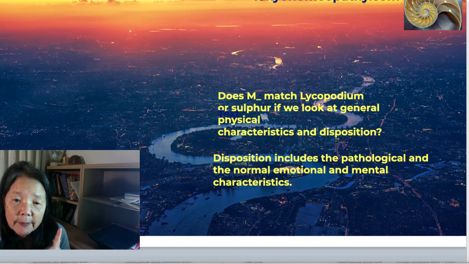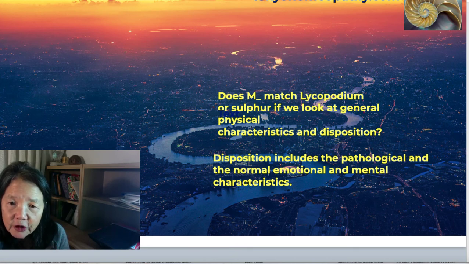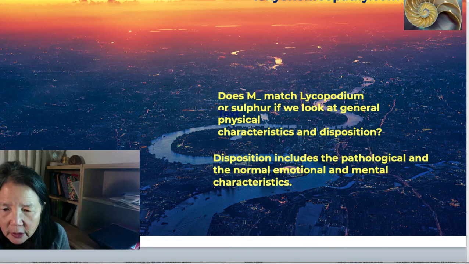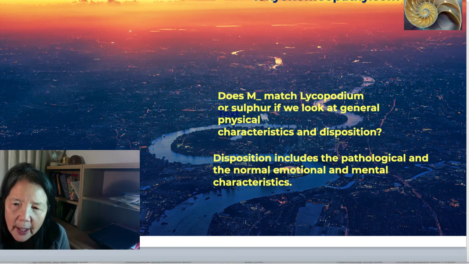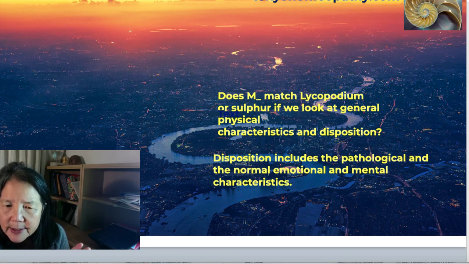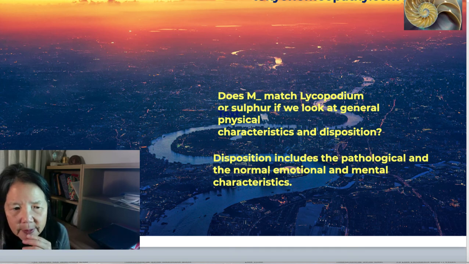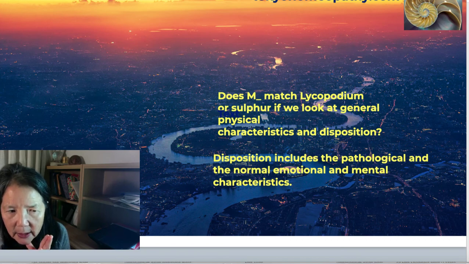Now, my patient, does she match? She matches Lycopodium or sulfur. And if we look at the physical characteristics and the disposition, which one does she match better? Okay. I wasn't so clear about this until I started putting it all together. And remember, the disposition includes the pathological aspects and the normal emotional mental characteristics. In the way that I am thinking, I want to know both of those. Some teachers only want you to be thinking about the pathological aspect, but that's not how I'm thinking.